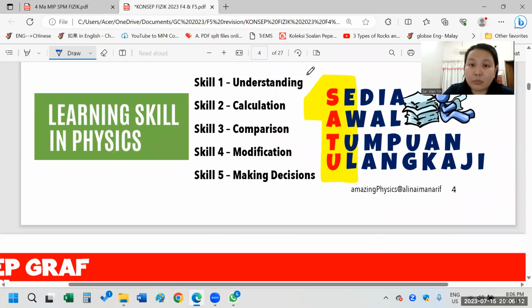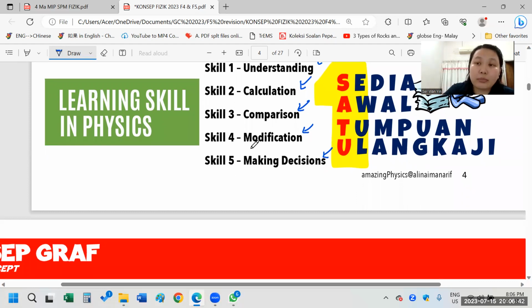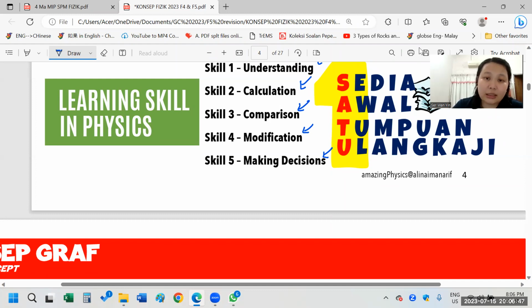So the learning skill number 1, understand, means you need to memorize the definition, then calculation, comparison, modification, and making decision. Okay, I think most of you are very good already, but in case some of you have not yet mastered the skill, I will tell. Then I will simply choose someone to answer, all right? Just want to make sure you really get it with me, all right?